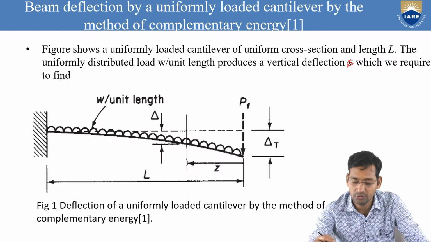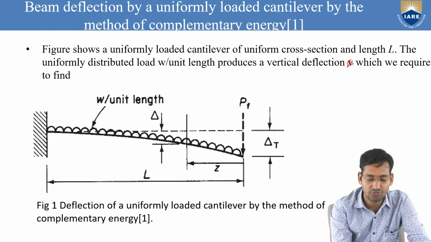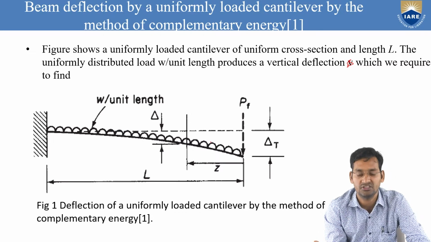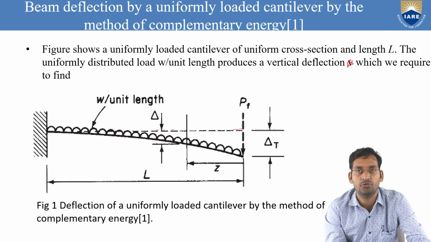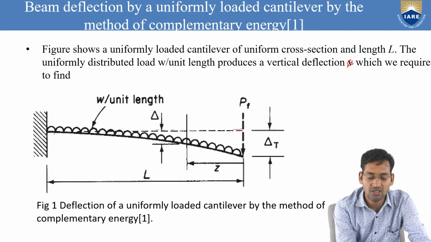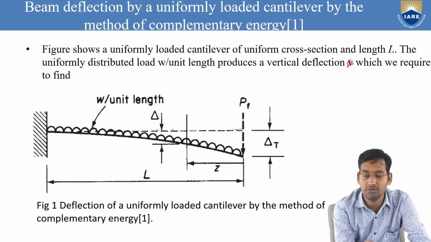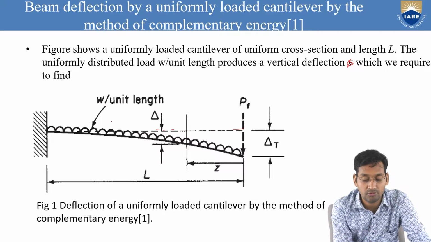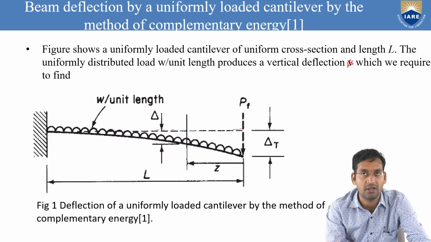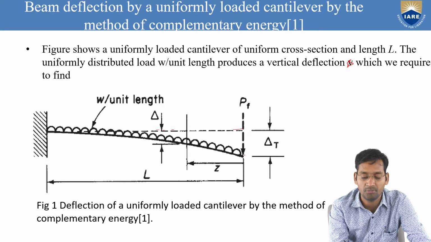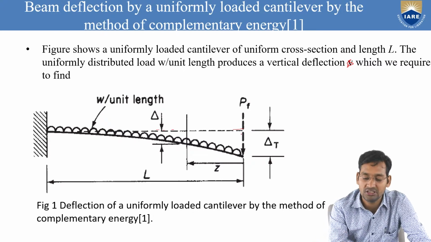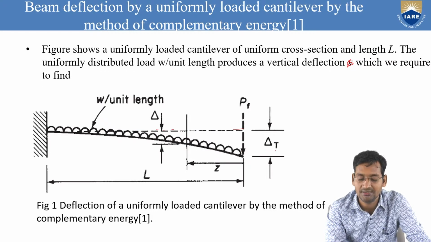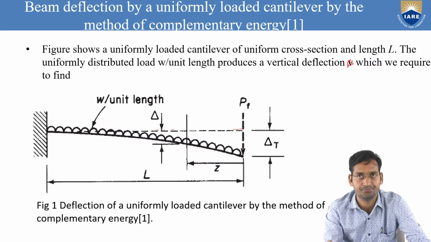So now, this is the uniformly distributed load, applied over the entire span of the cantilever with weight w per unit length. Then what happens? Because of this load, some bending will be there. How much bending, that is, how much deflection will be here, we have to find. Just assume that delta T is the deflection from this to this one.